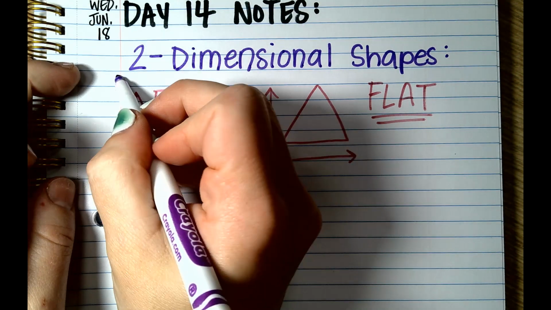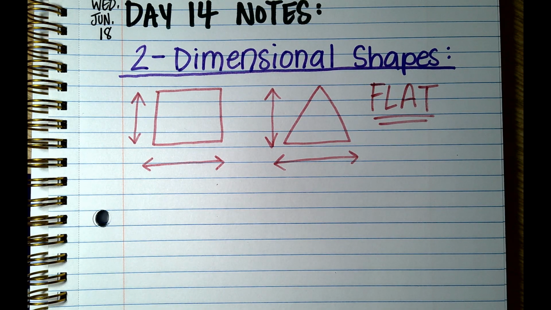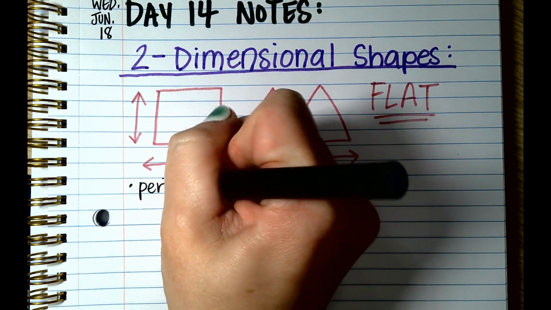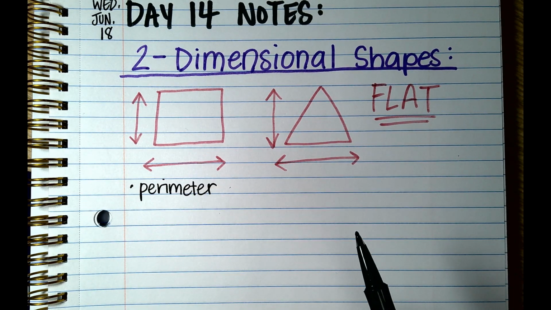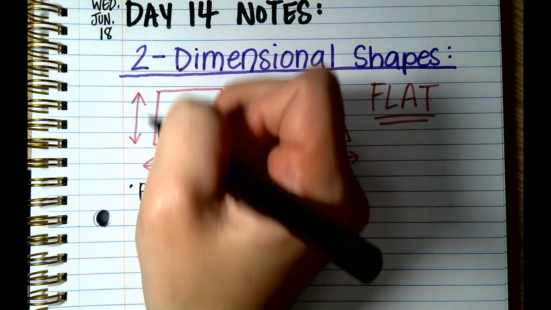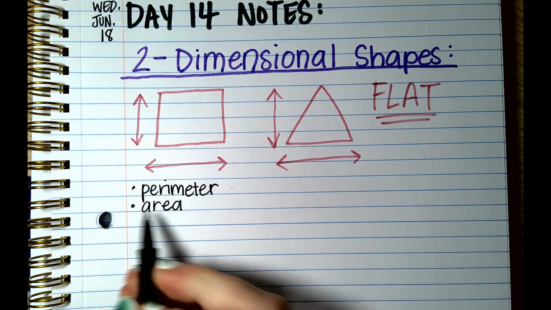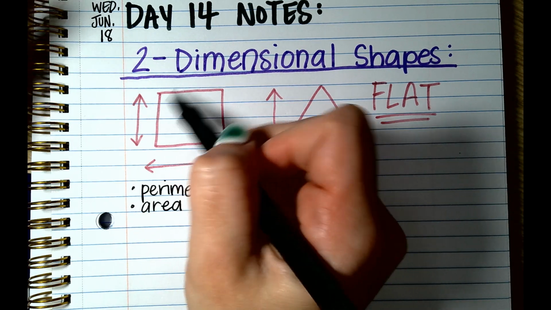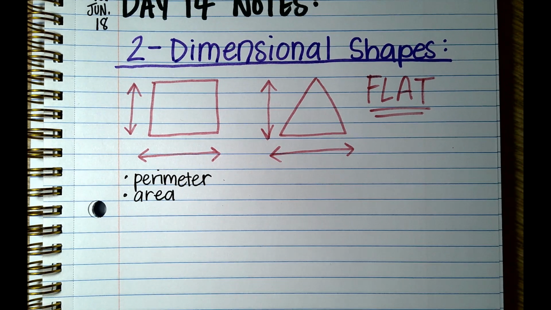Now, if I wanted to go and describe 2-dimensional shapes with specific measurements, we have things like perimeter, and that measures, what does perimeter measure? Around an object. Yeah, it's like the length around the object. The other thing we measure in 2-dimensional shapes is area. And that's where we take the 2 dimensions and we multiply them and we see how much space it takes up. So those are the 2 different things that we can find with 2-dimensional shapes.